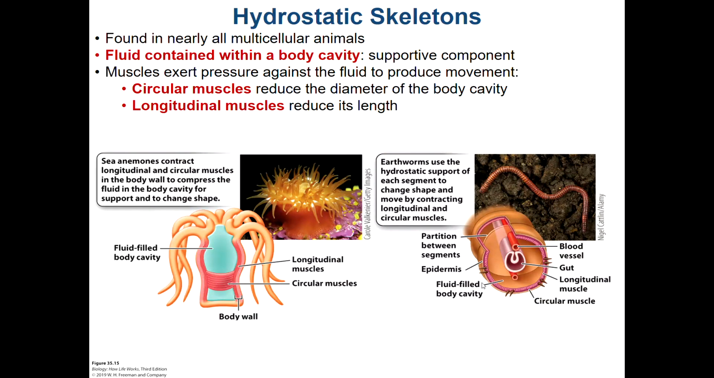Humans and other vertebrates also have hydrostatic skeletons, for example, in our spine. So our vertebrae are an example of bones that have hydrostatic properties because there's fluid on the inside of them.